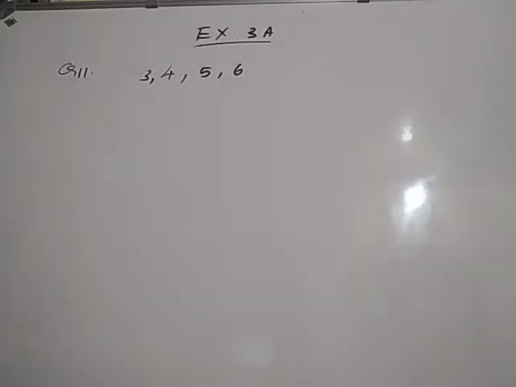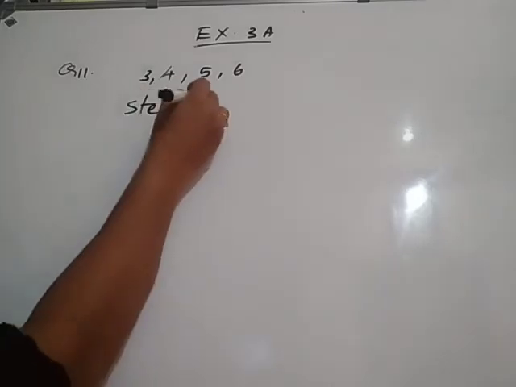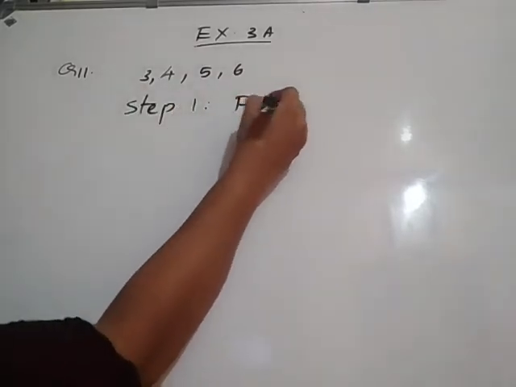So the perfect square number divisible by 3, 4, 5, 6, it's divisible by the LCM of 3, 4, 5, 6. Okay. So the required smallest perfect square number divisible by 3, 4, 5, 6 is divisible by the LCM of these numbers. So the first step is find the LCM.